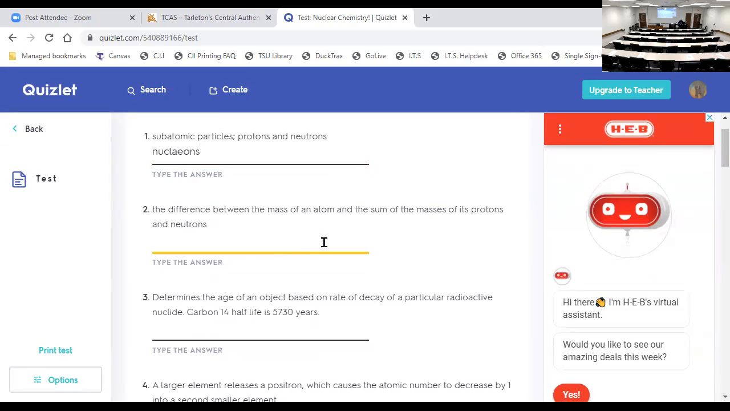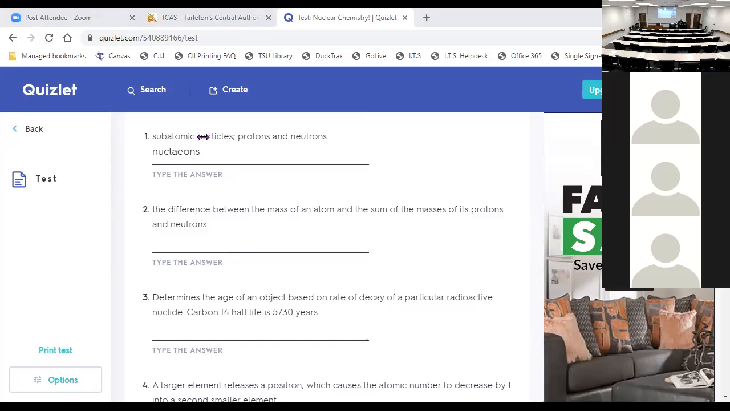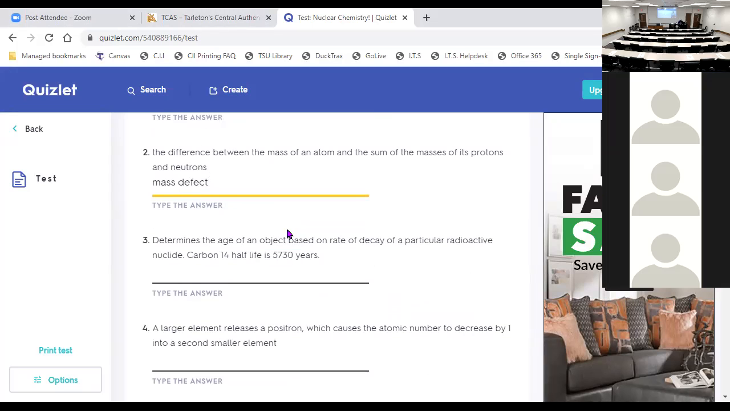All right, next one is the difference between the mass of an atom and the sum of the masses of its protons and neutrons. Does anyone remember the term that follows that definition? This one is going to be your mass defect. Yep, that's the difference between the mass of the nucleus and the sum of the nucleons. And so we'll go into the next one.